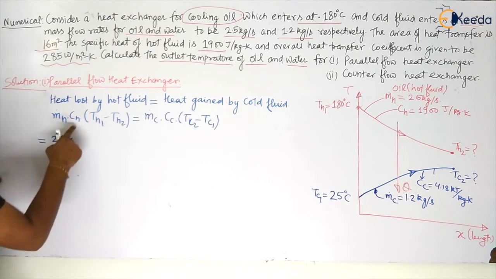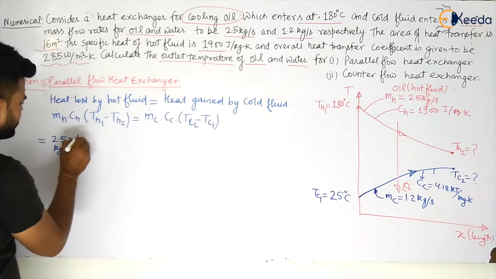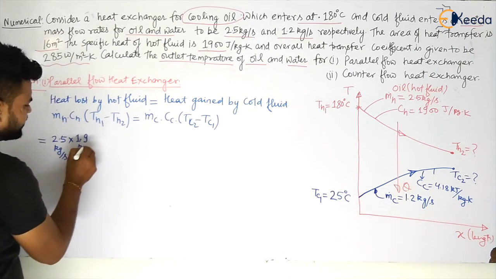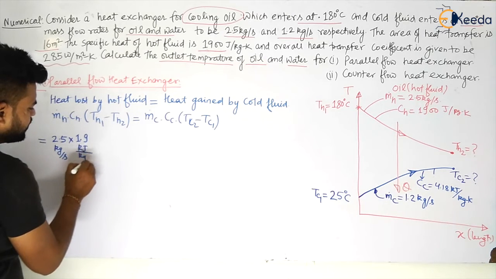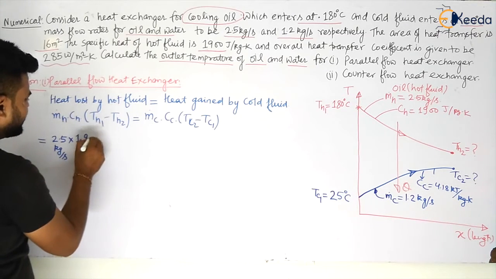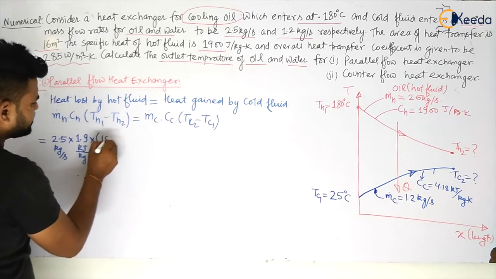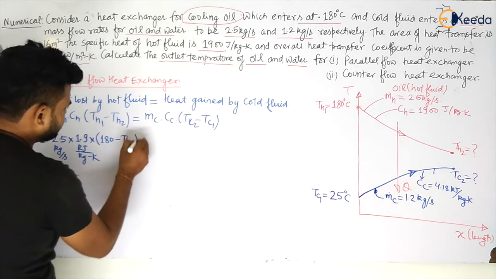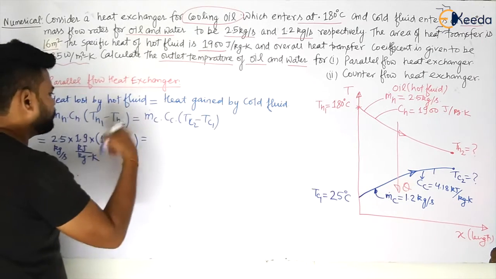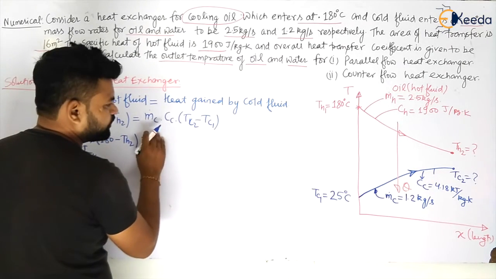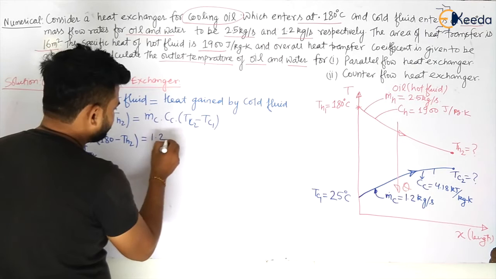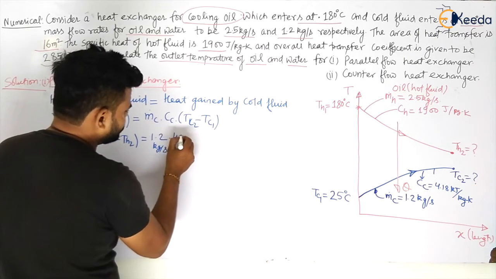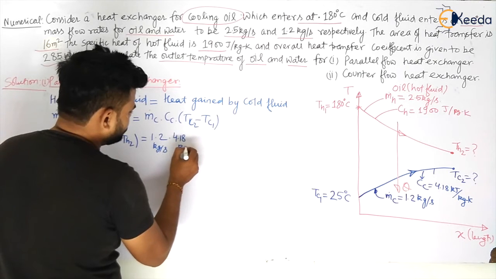So this will be Ch. What is the Ch? Let us take in joule only, 1.9, which will be kilojoule per kg Kelvin, my dear students. Then again, what is your Th1? That is 180 degrees Celsius minus Th2, which you have to calculate. What is your m dot c? The mass flow rate for the cold fluid is 1.2, also in kg per second. Now what is Cc for water? That is 4.18 kilojoule per kg Kelvin.